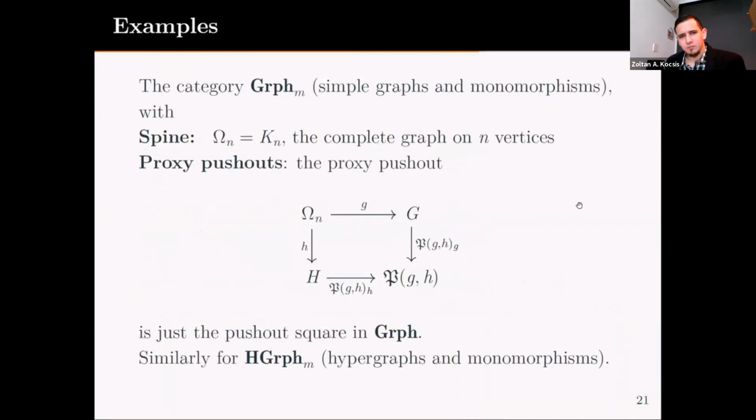And another example is, as promised, the category of graphs and monomorphisms. The spine in this case will be the complete graphs on n vertices. And the proxy pushouts are the remembered pushouts. What does this mean? It means that the proxy pushout square in the category of graphs and monomorphisms is just going to be the pushout square in the category of graphs and homomorphisms. And this works similarly for hypergraphs and other structures as well.